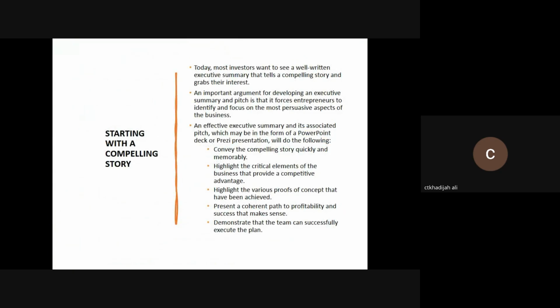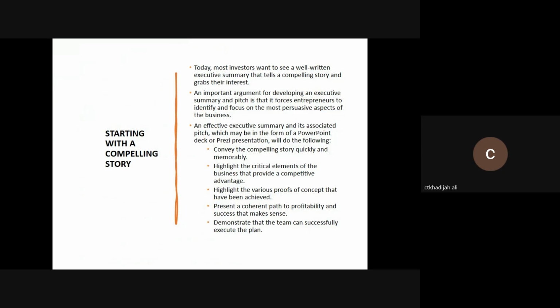Starting with a compelling story. Today most investors want a well-written executive summary that tells a compelling story and grabs their interest. An important argument for developing an executive summary and pitch is that it forces entrepreneurs to identify and focus on the most persuasive aspects of the business.